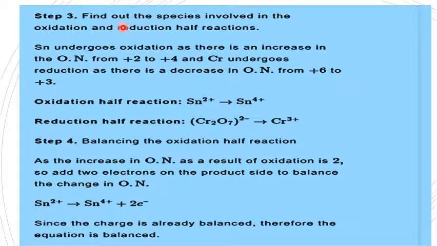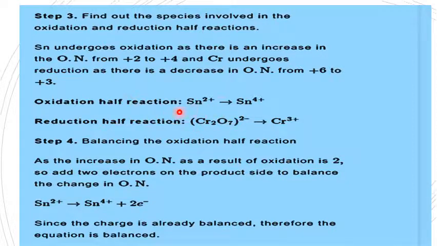So check it out. Find out the species involved in the oxidation and reduction half reaction. See, Sn undergoes oxidation as there is an increase in the oxidation number from plus 2 to plus 4, and chromium undergoes reduction as there is a decrease in the oxidation number from plus 6 to plus 3. So what we are supposed to do is divide the equation into two half reactions, and you will write only those species which undergo reduction and oxidation.